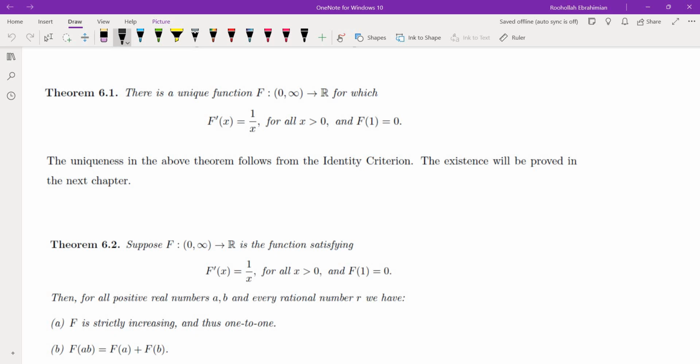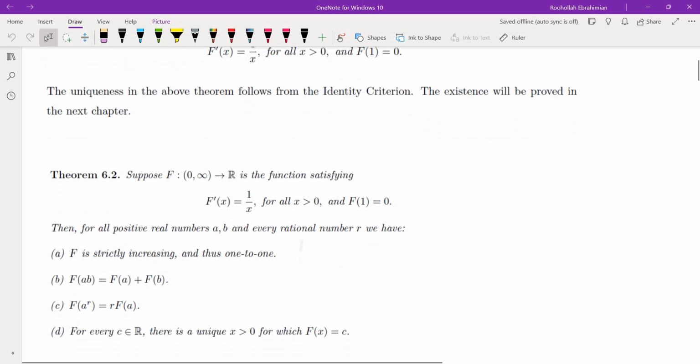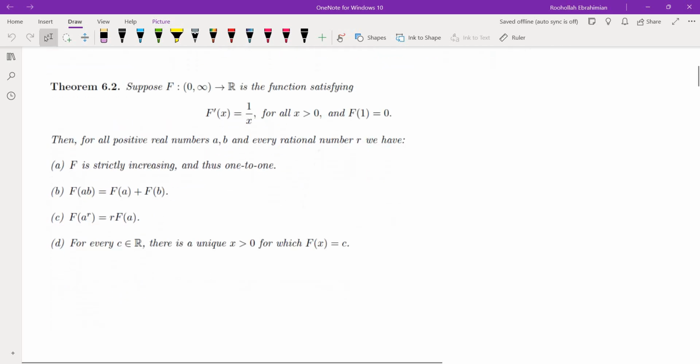So we can prove the uniqueness, but this is actually the very first theorem for which I'm not going to provide a proof right now, and the proof is going to be provided in the next chapter. But at this point, I'm going to assume that such a function exists, and we can prove the uniqueness. That's pretty easy to prove.